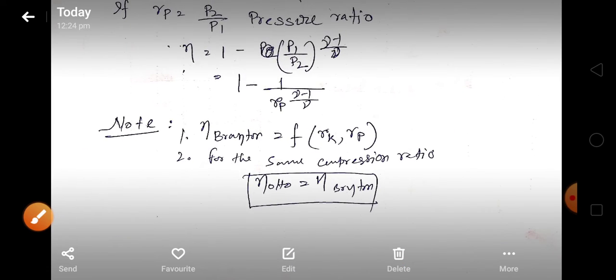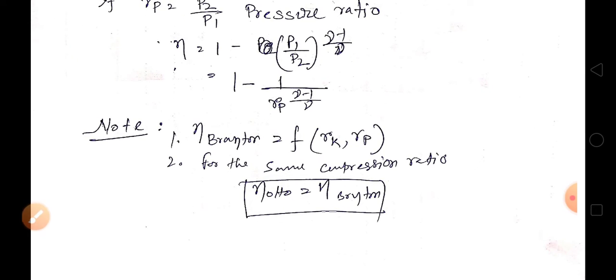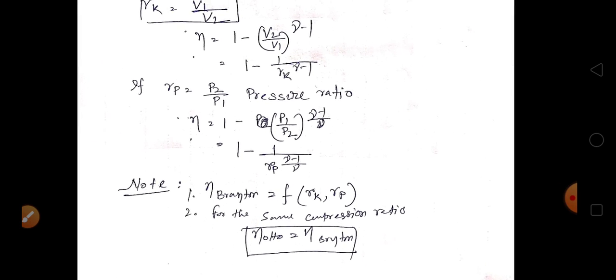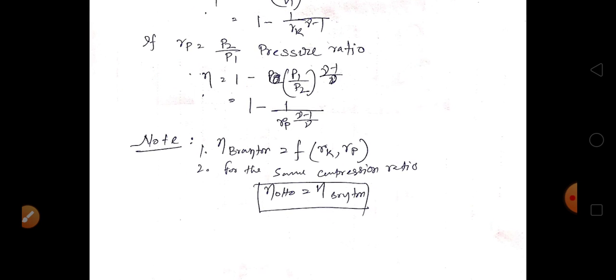Now some notes are there. Number one, the efficiency of the Brayton cycle is a function of rk and rp. rk is the compression ratio, rp is the pressure ratio. And number two, for the same compression ratio, the efficiency of the Otto cycle is equal to the efficiency of the Brayton cycle. In the next class, we will solve one numerical problem of this particular chapter. Thank you.